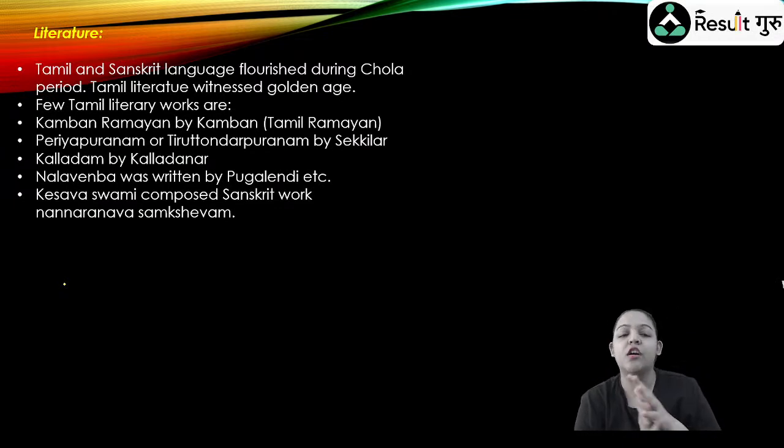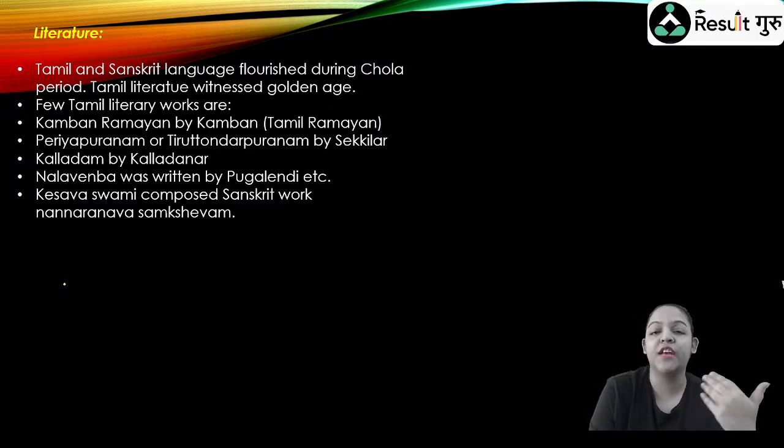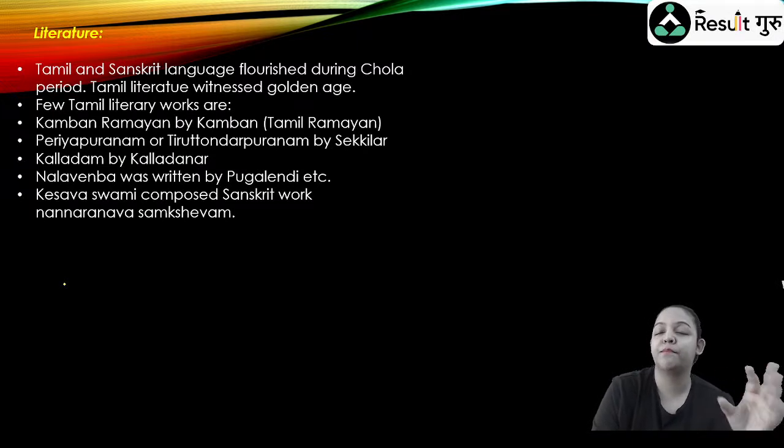Now, let's talk about the literature. Tamil and Sanskrit literature both flourished in an equally balanced manner. Tamil literature witnessed a golden age here. I'm sure you're familiar with the Sangam literature. It is a book of poems. Sangam literature is a first-hand source of information for us about the South Indian empires. It's not just about the Cholas. It is about the Chalukyas, the Cheras, the Pandyas. We get to know about all of these empires through the Sangam literature.